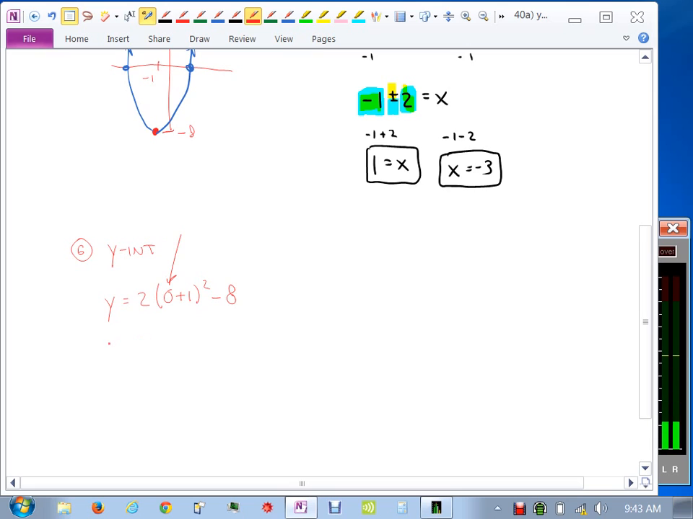So now this gives me y equals 2, and then 0 plus 1 is 1, so 1 squared minus 8. 1 squared is 1, so 2 times 1 is 2, minus 8, which gives me negative 6. That's my y-intercept. So now I'm ready for step 7, which is a sketch.